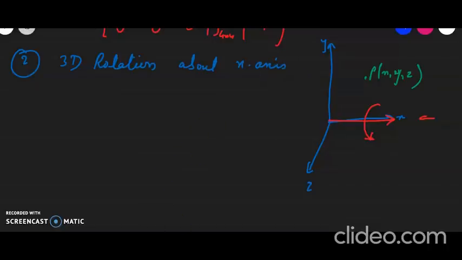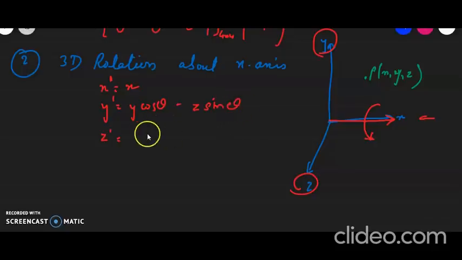Now we also know that whenever I'm doing 3D rotation about x-axis, my x coordinate won't change. What will change is y and z. So we try writing the formula using y and z. It is y cos theta minus z sin theta, and y sin theta plus z cos theta. X remains the same.